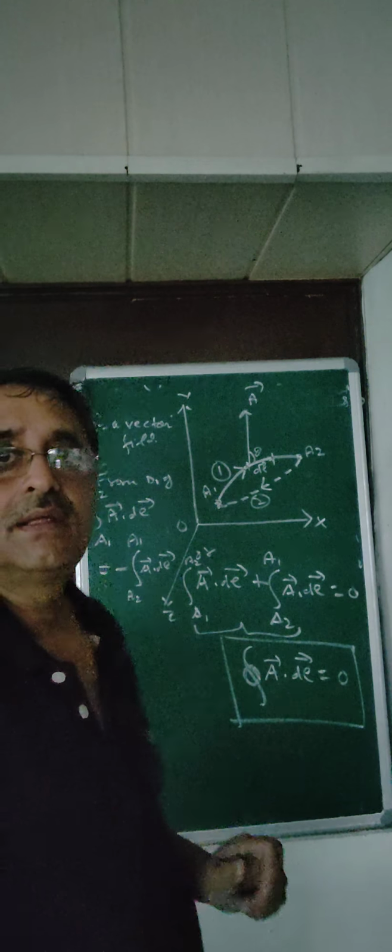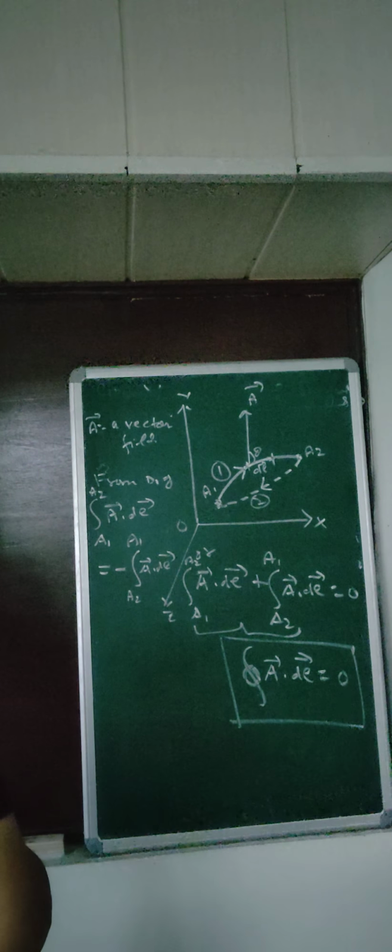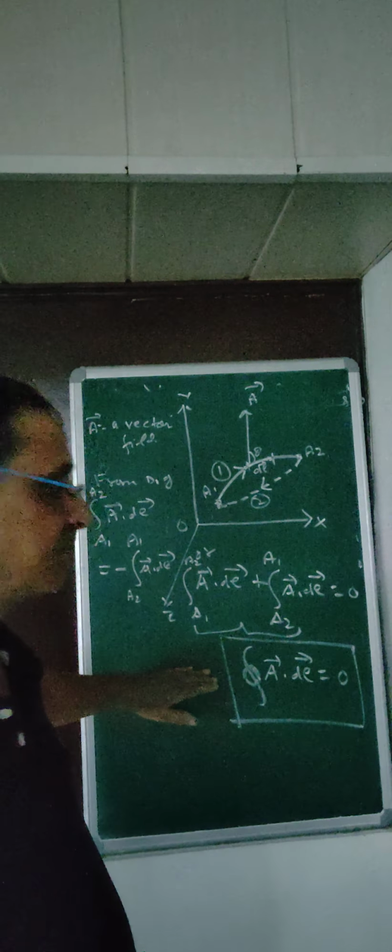And remember that the closed line integral of a vector field in a closed path is always equal to 0. This is a very important statement. You should remember that A dot dl along a closed path will always be equal to 0. So this is all about the line integral, and whenever the line integral over a closed path is 0, then this field is called a conservative field.